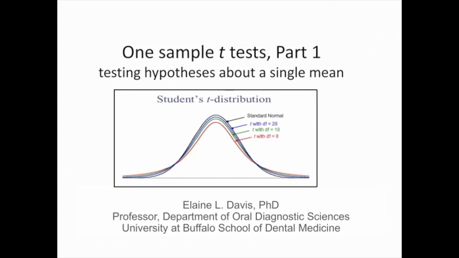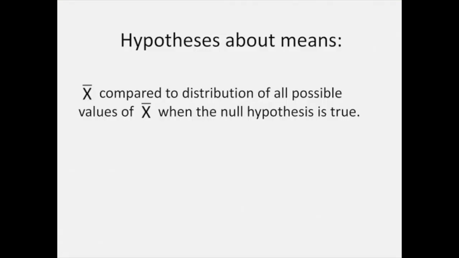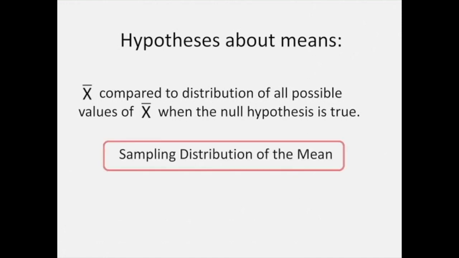This video provides an introduction to the one-sample t-test, which tests a hypothesis about a population mean. We collect data from one sample and calculate a sample mean x-bar. We then compare this mean to the distribution of all the possible values we could have gotten, assuming that the null hypothesis is true. This distribution is called the sampling distribution of the mean. Let's review what this distribution looks like.